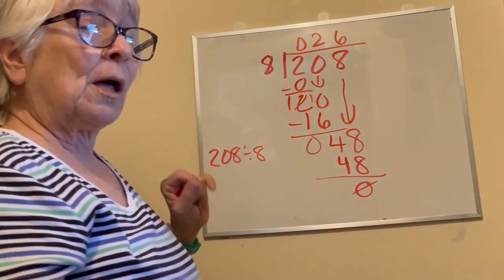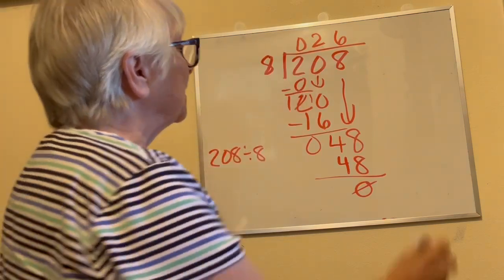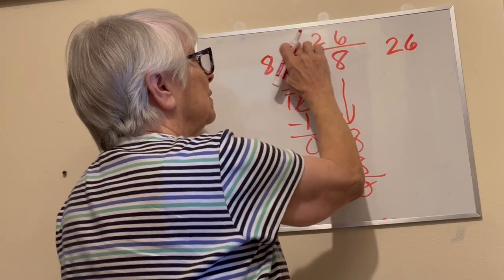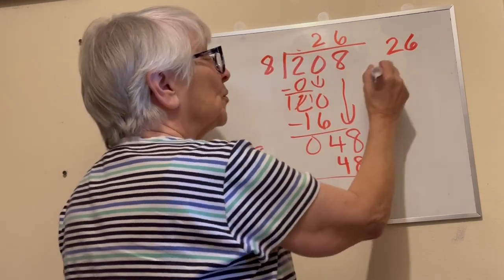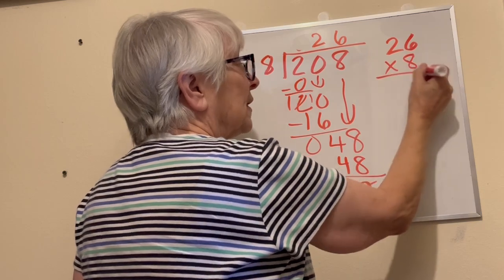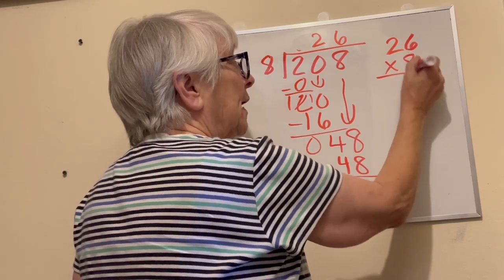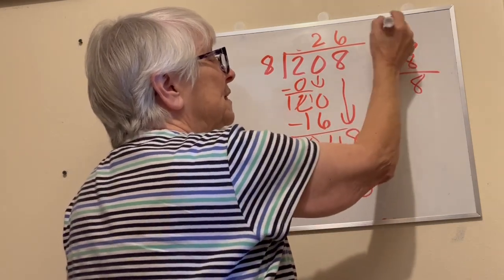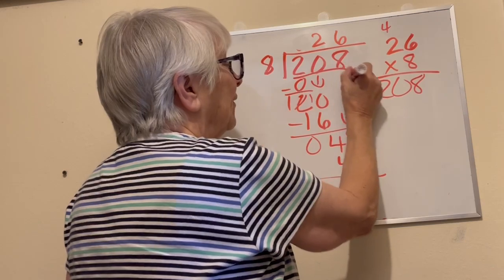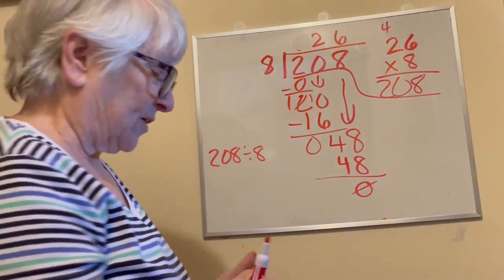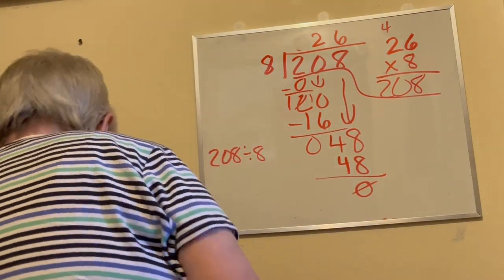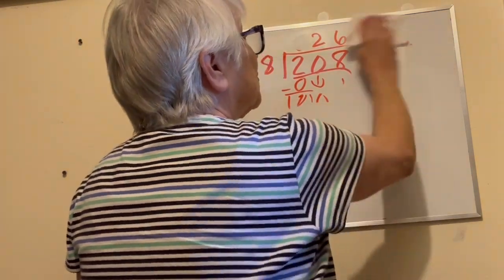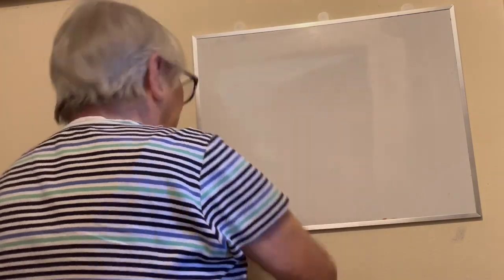Okay? Now, what do I do to check? Well, I take 26, because this 0 doesn't change it. It's simply 26. And I multiply by 8. 8 times 6 is 48. Carry the 4. 2 times 8 is 16, 17, 18, 19, 20. And there we have it. We got the answer right. That's a good job. That's the result we want every time, the right answer.